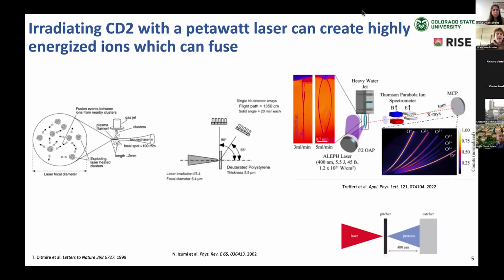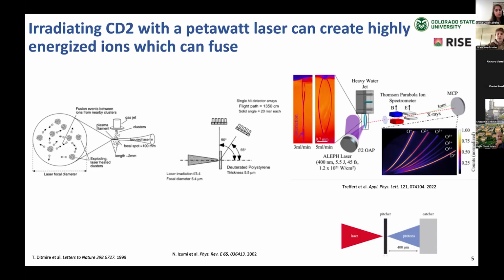So irradiating CD2 with a petawatt laser can create highly energized ions, which can fuse. Irradiating gas, liquid, and solid deuterium targets with relativistic intensities have all proven to generate fusion neutrons or accelerated ions to the energies needed to fuse. People first began exploring this in the late 90s with the development of the petawatt laser, where they would irradiate deuterium CD2 gas clusters and would generate neutrons that way. And then they moved towards solid targets.